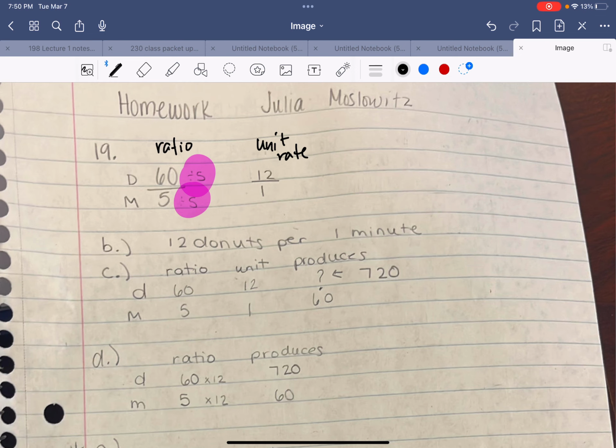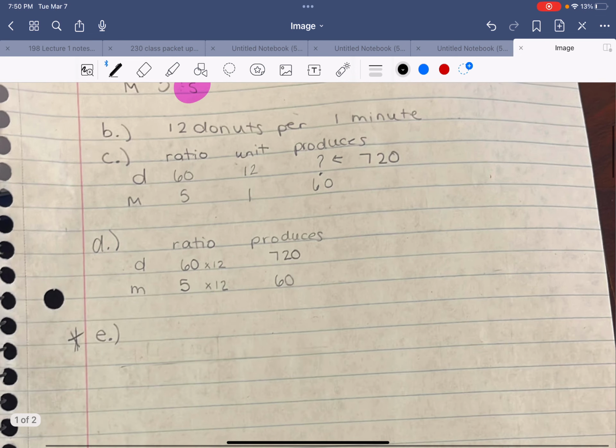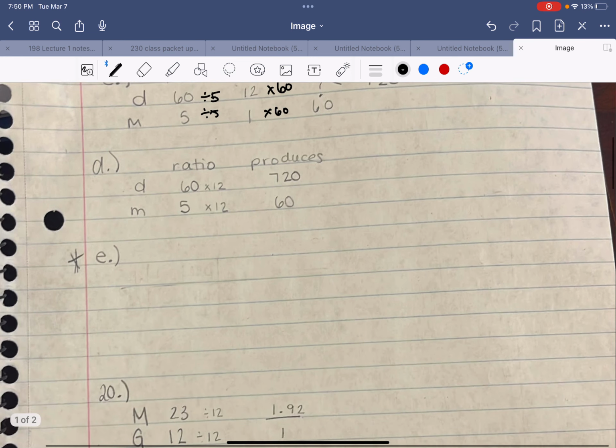Okay, everything from there is fine, but when you go down to letter C, I want to know how you got each step. So here you would put in a divide by 5, and then here you would say, oh, I multiplied by 60. Okay, and then you can see where your 720 came from, right? The 12 times 60. So I want you to make sure that you do that. Down here, in D, you can see that you showed me that you multiplied by 12, and so that's easy to see.